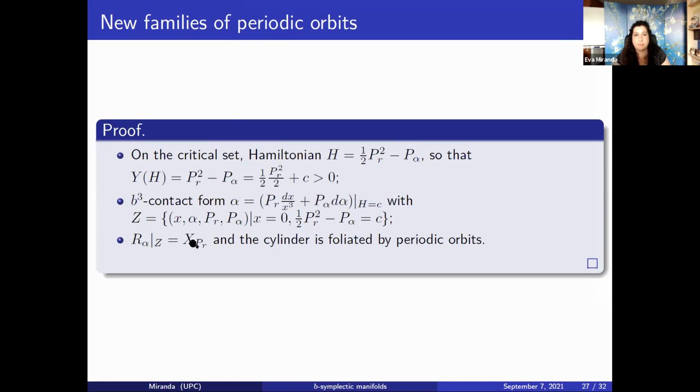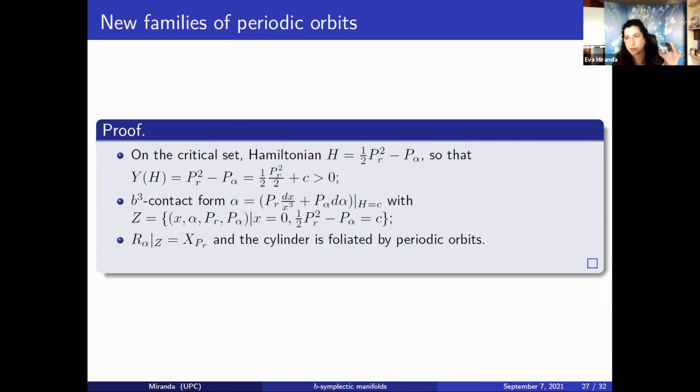I want you to see that the proof has three steps. The main point is that the red vector field is Hamiltonian, tangent to the critical set, and Hamiltonian there. If the critical set is a cylinder, then this family of periodic orbits is just the fibers of this cylinder, and that's something we proved. And so this is a new family.